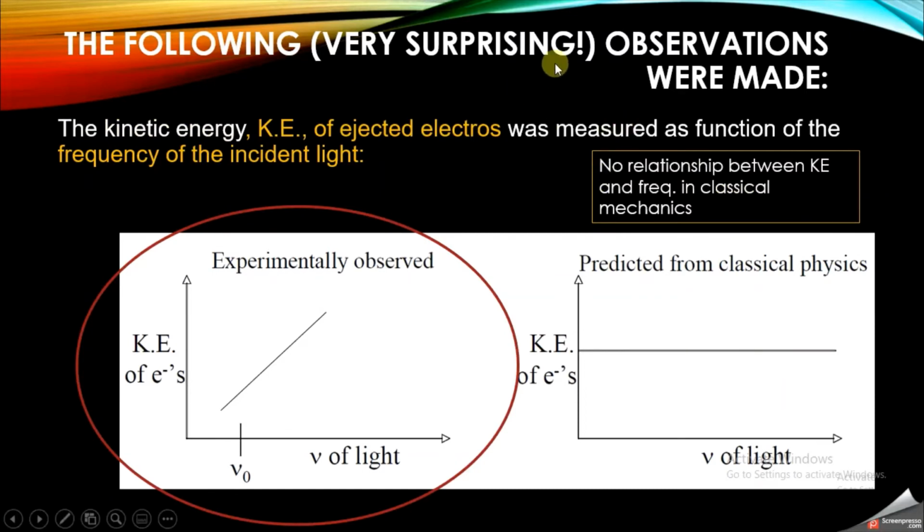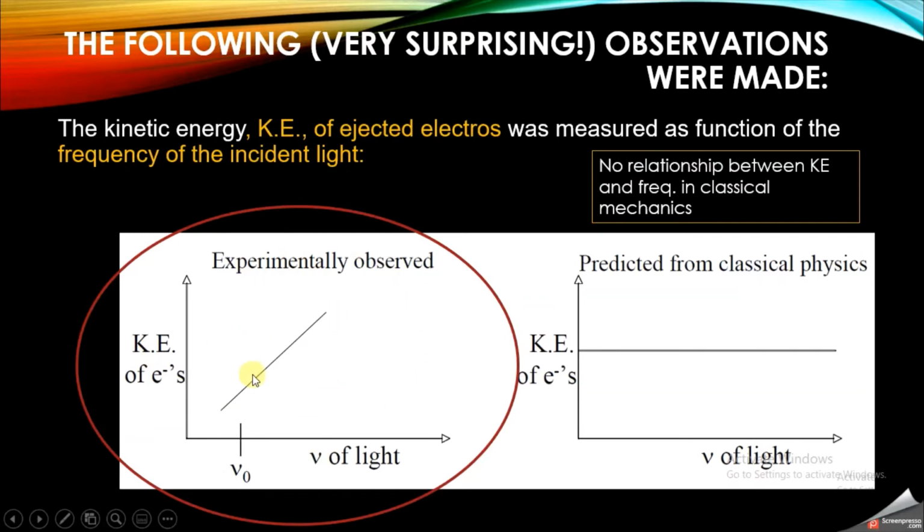Some very surprising observations came from the photoelectric effect. Number one, the energy of the electrons coming out was measured and plotted versus the frequency of the light. It was observed that if we increase the frequency of light, for example using red light before and then blue light, the energy of the electrons increases, and we get a linear relationship, a straight line, in this graph. This was the experimental observation in the photoelectric effect.